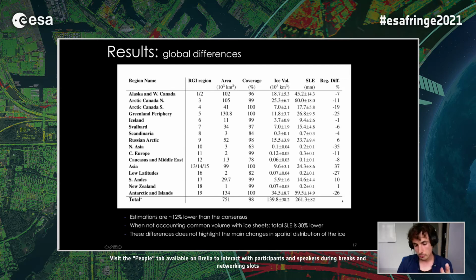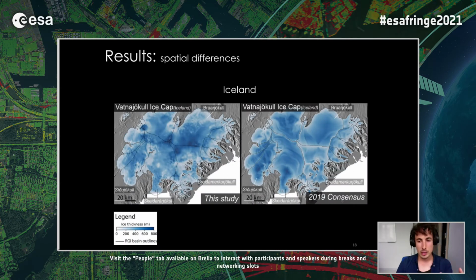So those are regional differences, but it does not highlight the high local differences that can be seen on the thickness map. And this is what I'm going to show you next. So here you have an example. Okay, so here you have an example of the ice thickness over Vatnajökull in Iceland.